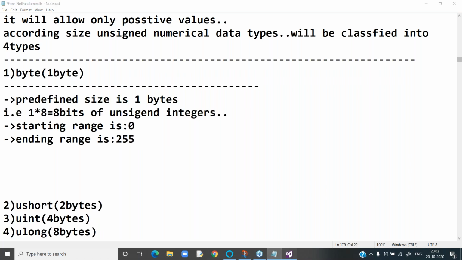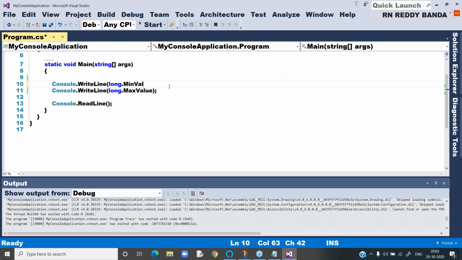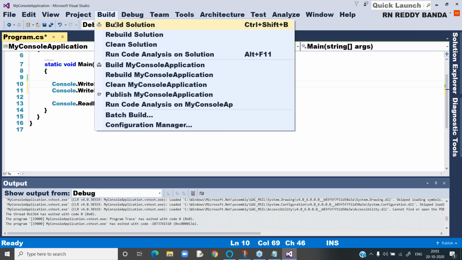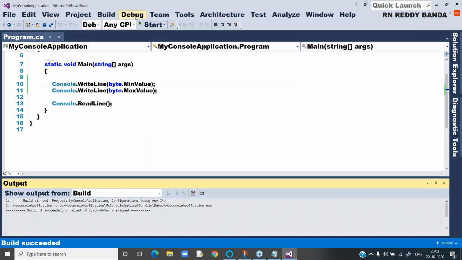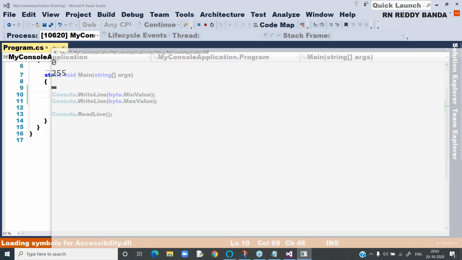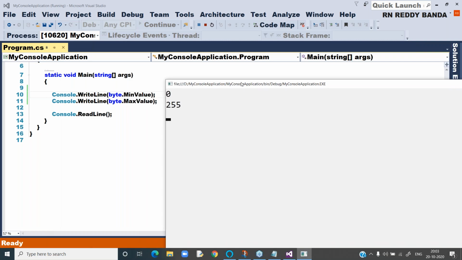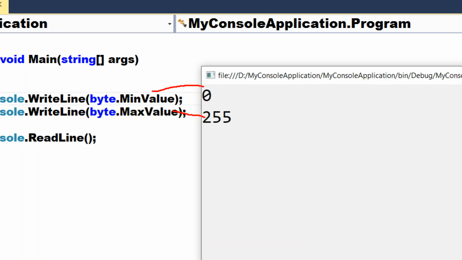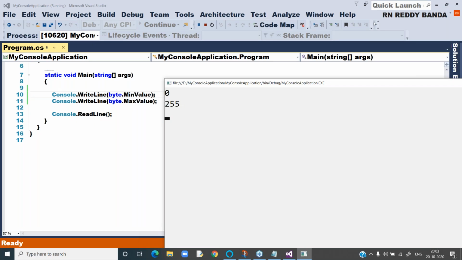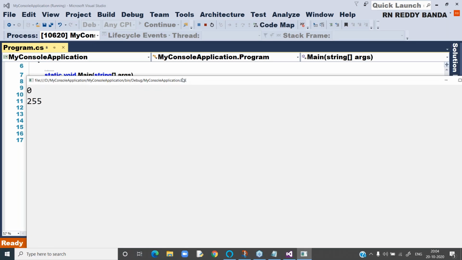So let's check this with the help of this one. Now Byte.MinValue, next Byte.MaxValue. Byte.MinValue and Byte.MaxValue. Listen. Byte.MinValue gives 0 and Byte.MaxValue gives 255, like this. Right. Understood, all of you?